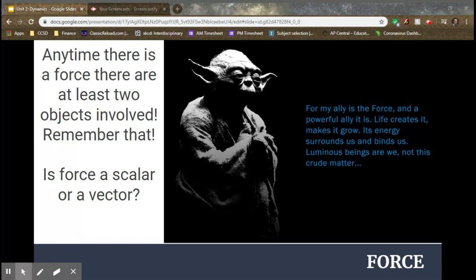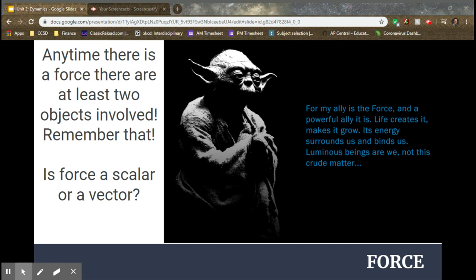Anytime there is a force, and we'll come back to this later, there are at least two objects involved. You do need to remember that. Sometimes students end up creating, to be honest, fictitious forces because they think there should be a force there, but if they would just stop and think about it, well, what are the two objects involved with that force? They can only list one, which would suggest that maybe there's not a force there, and they ended up making something up that didn't really exist.